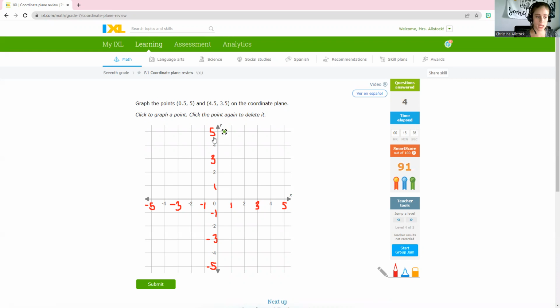And in the second point, I'm going to come back down to the origin. It is 4.5, so 4.5. So we're going to go over 4 and then half again on the X. And our Y value is 3.5. So we're going to go up 1, 2, 3 and a half, putting us right here in the center. And there is the location of our 2 ordered pairs.